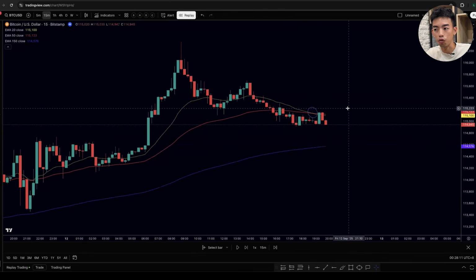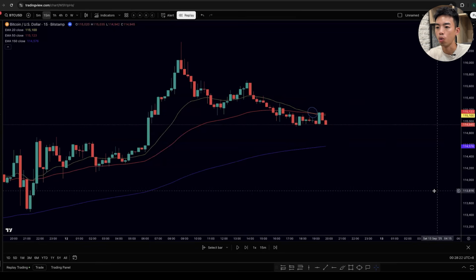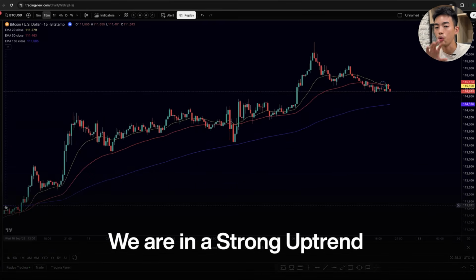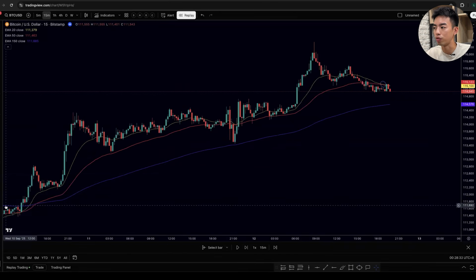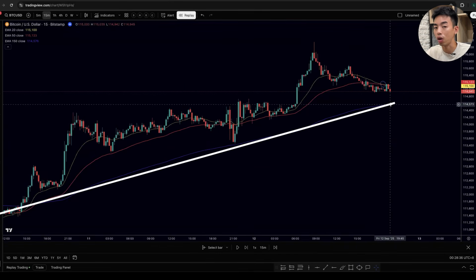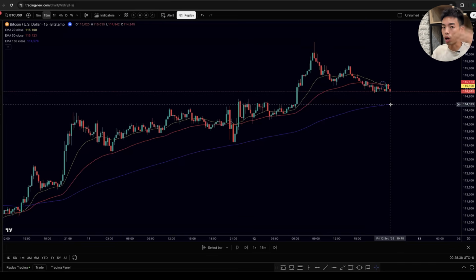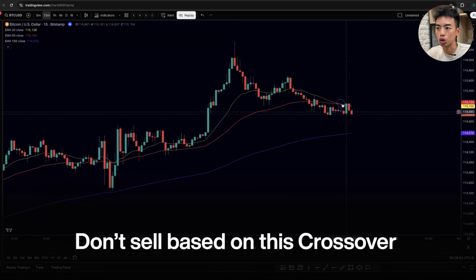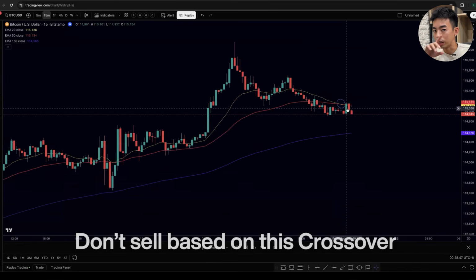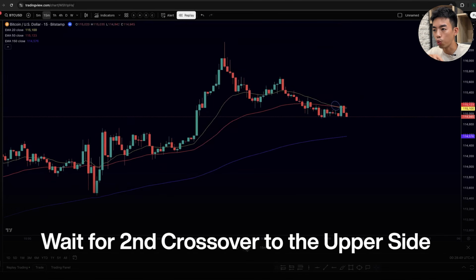Now again, based on conventional knowledge, when you see a crossover, you want to take the retest and look for the sell. In this case, we do not want to be selling because based on what the 150 moving average is telling us, we are in a strong uptrend. We can clearly see where the 150 moving average started from and where it's at right now, and we are going up. And if we are going up, that means you don't want to take a sell based on this crossover pattern right there. Instead, what you want to be doing is wait for the short-term downtrend to turn around.